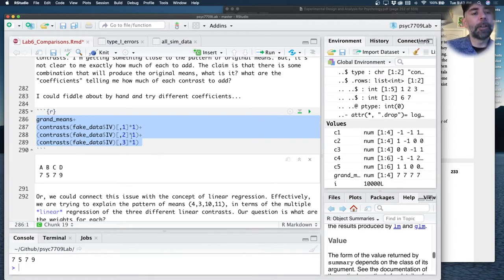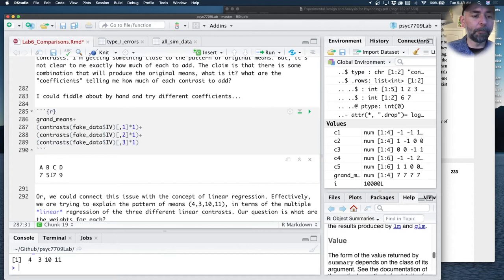Now, the original claim was there'd be some way of adding these contrasts together in order to produce the original set of means. And just to remind, those means were 4, 3, 10, and 11. So let's mess around by hand. I'm not sure exactly how many of each I need to add. We could think of these values here as the coefficients telling us how much of each contrast we're adding to the grand mean.